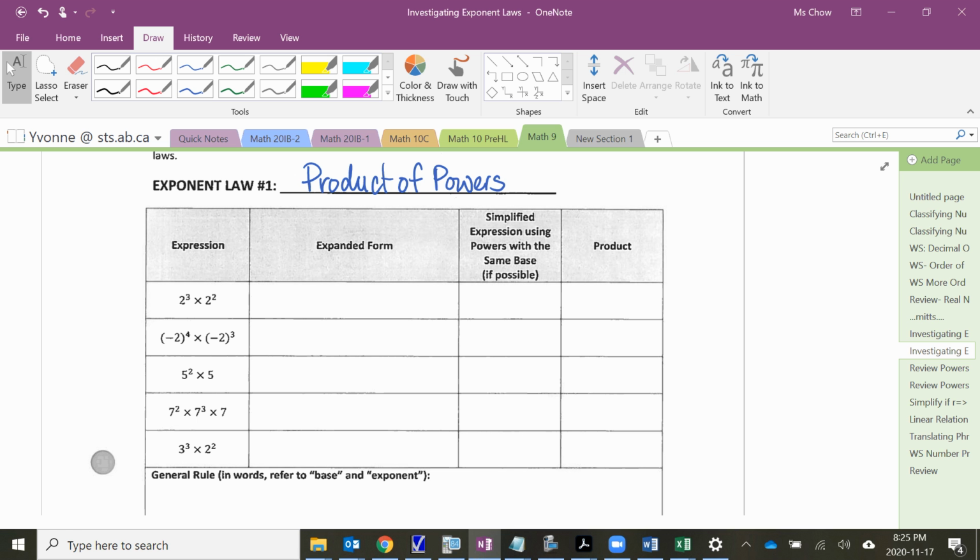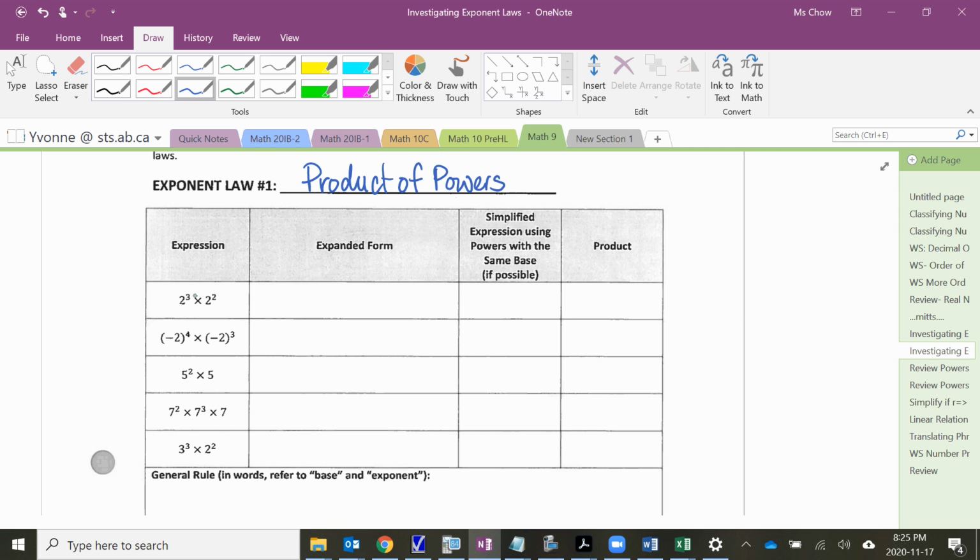And so you can see that I've got this organized as our expression. And we've got it in expanded form and then a simplified expression using powers with the same base. So the same base, I mean, as the base that we've got in our original expression, and then the product being what our answer is.